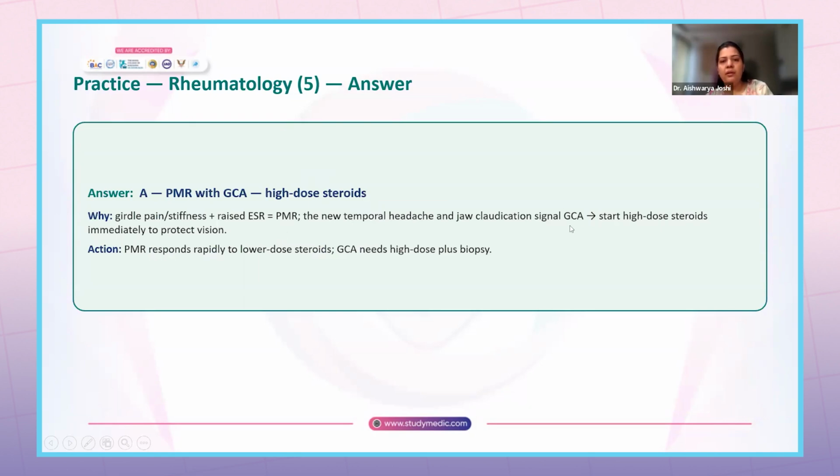New temporal headache with jaw claudication indicates giant cell arteritis, and start steroid immediately. Polymyalgia rheumatica responds rapidly to low dose steroid. Giant cell arteritis needs high dose steroid followed by biopsy for confirmation of giant cell temporal arteritis.